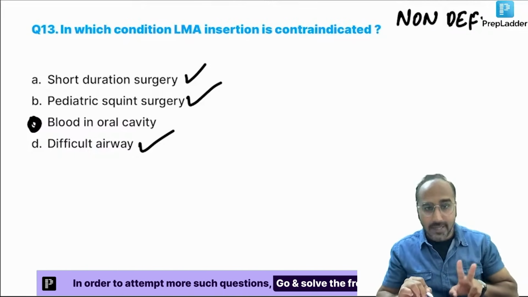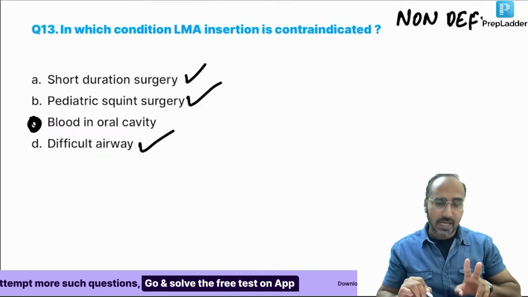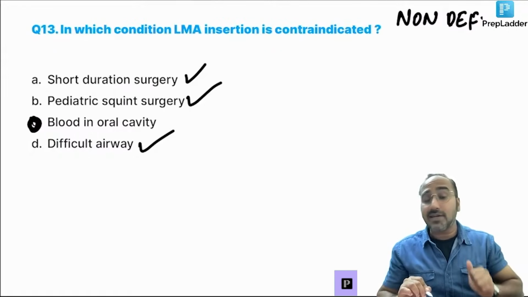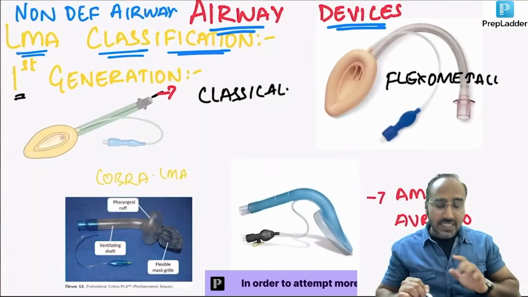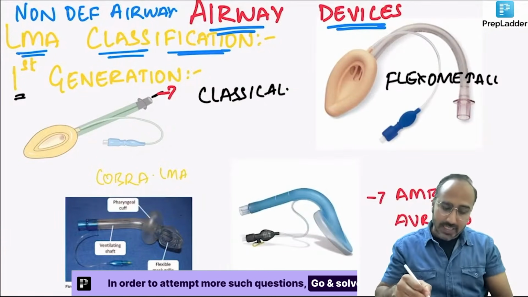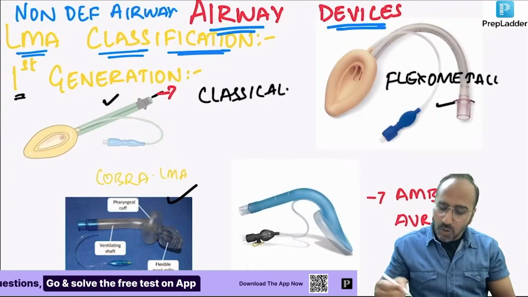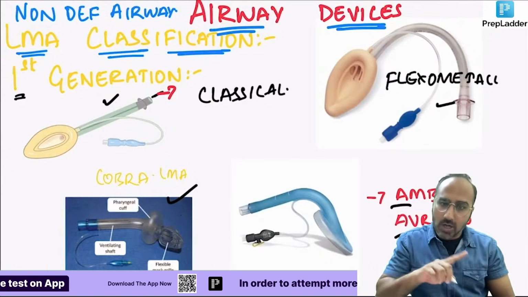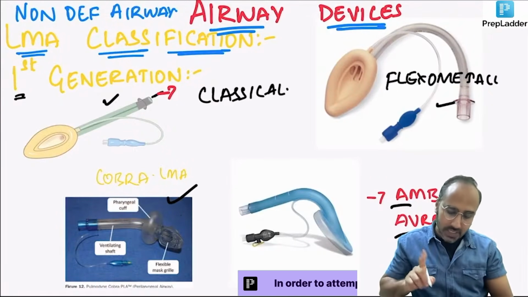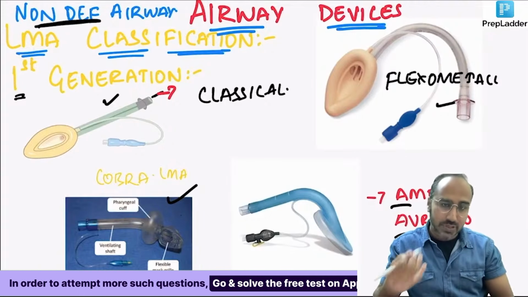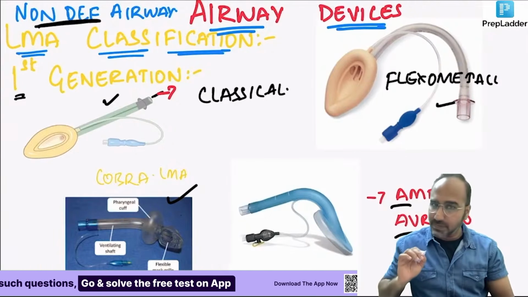There are 2 categories of LMAs, guys. First generation and second generation. Third generation is also there. First generation is what, guys? LMA which has only a single port. Examples are classical LMA, flexometallic LMA, Cobra LMA and Ambu Aura 40. All have single ports. But remember, LMA is a non-definitive airway. Why? Because it puts the patient at risk of developing aspiration.